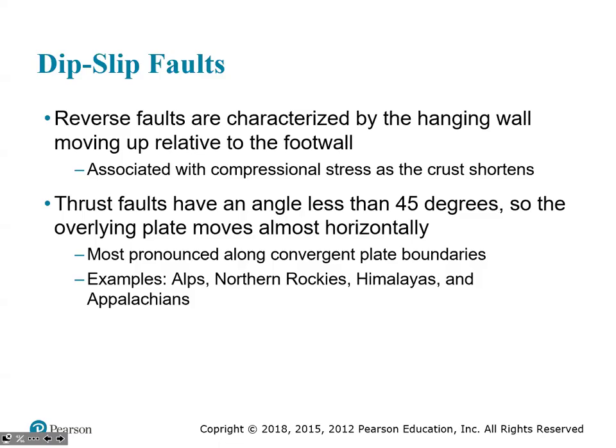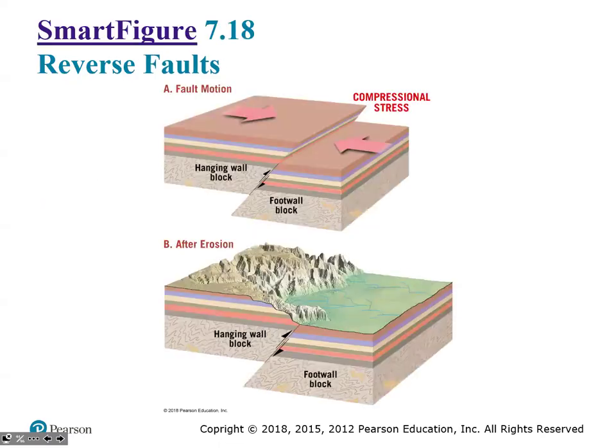They're most pronounced along convergent plate boundaries. You get these megathrust faults where one plate is subducting under another. But we also get big thrust faults in places where two continental crust regions impact and pile up mountains. So some examples are the Alps, the Northern Rockies, the Himalayas, and the Appalachians. All have lots of thrust faults because they were compressed and both folded and piled up by thrust faulting. So reverse faults, the hanging wall block goes on top of the footwall block. The crust gets shorter and taller.